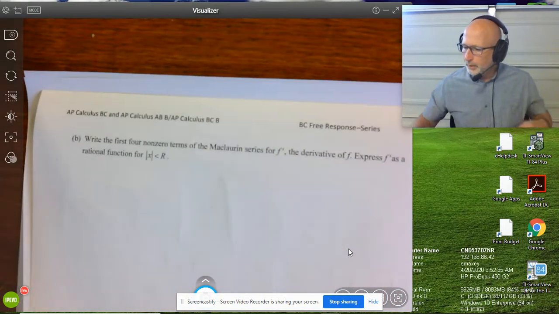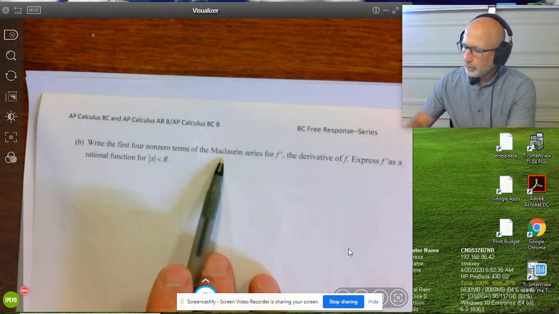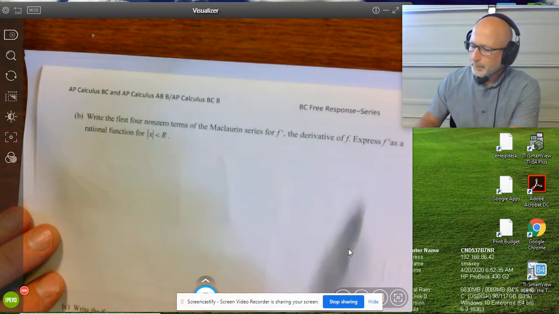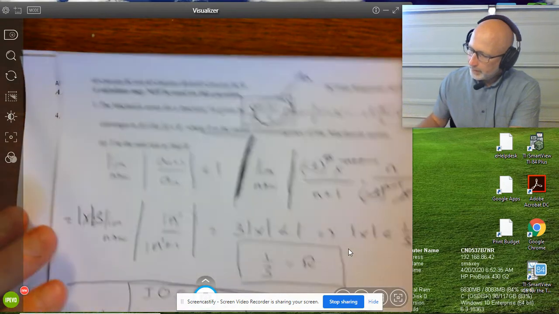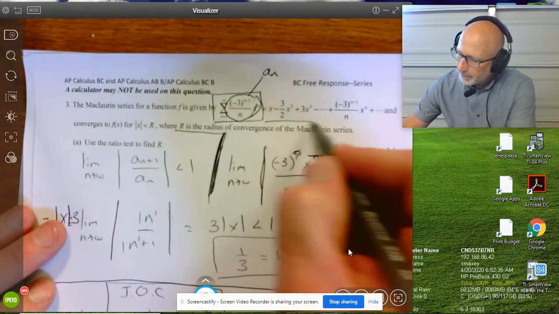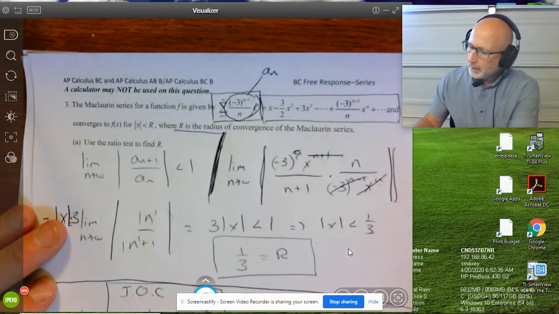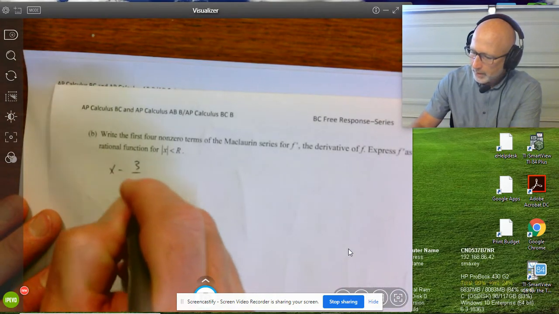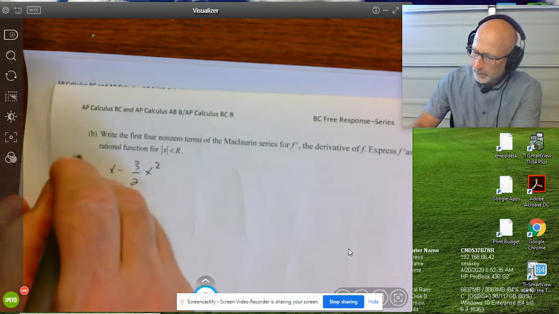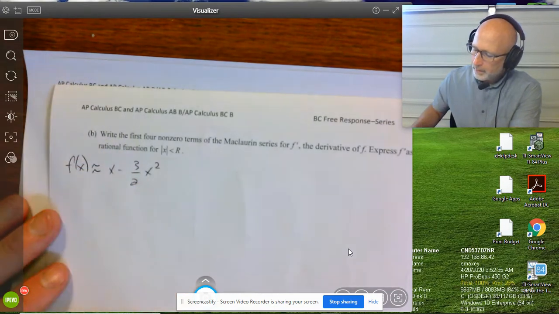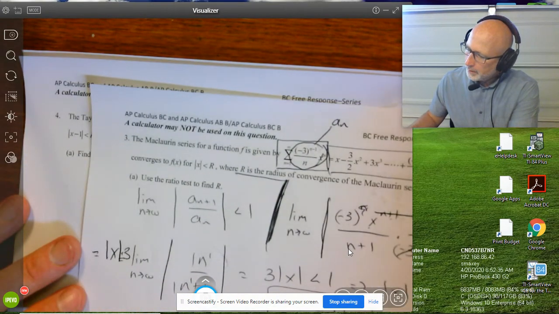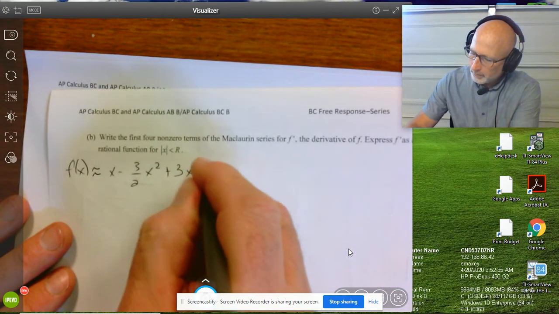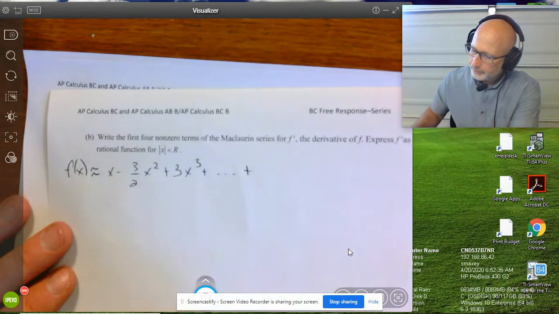Okay, the next one, write the first 4 non-zero terms of the Maclaurin series for f prime, the derivative of f, and express f as a rational function. Okay, so f is given as this up here. So I have x minus 3/2 x squared. This is f of x. And then plus 3x cubed plus dot, dot, dot, plus.